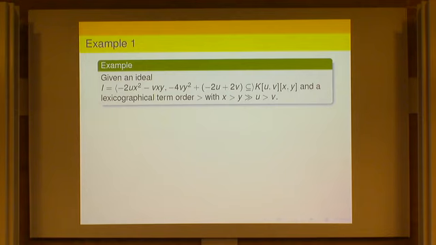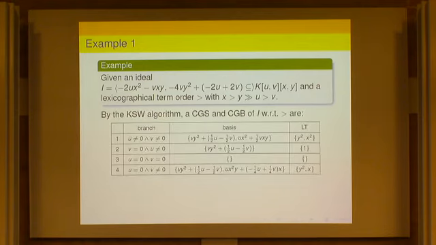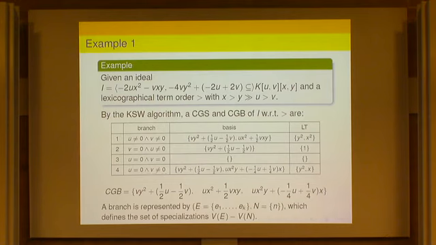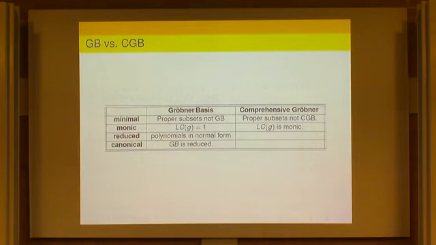Okay, this is another very simple example. These are the branches. Okay, 4 branches, and you can see that V is equal to 0 and U is not equal to 0 gives no solution. V is equal to 0, U is equal to 0: the ideal is the zero ideal, because it's not very interesting. But otherwise you have y square, x square, and all that. Okay, so this is the CGB, 3 elements. And these are the branches.